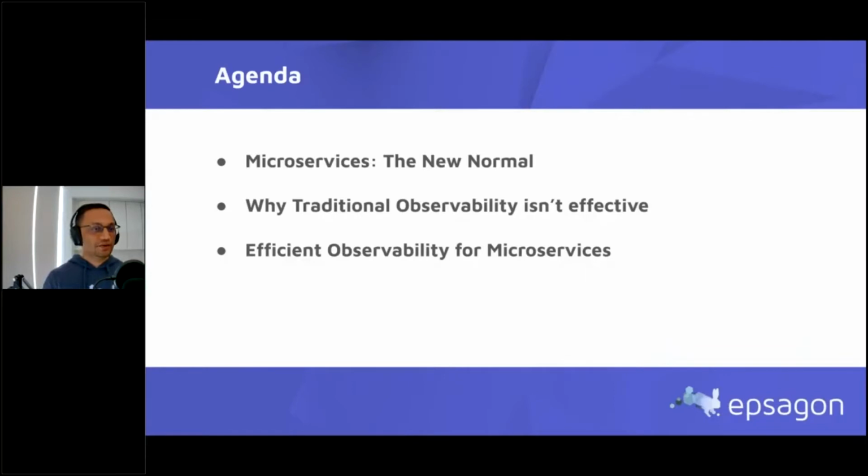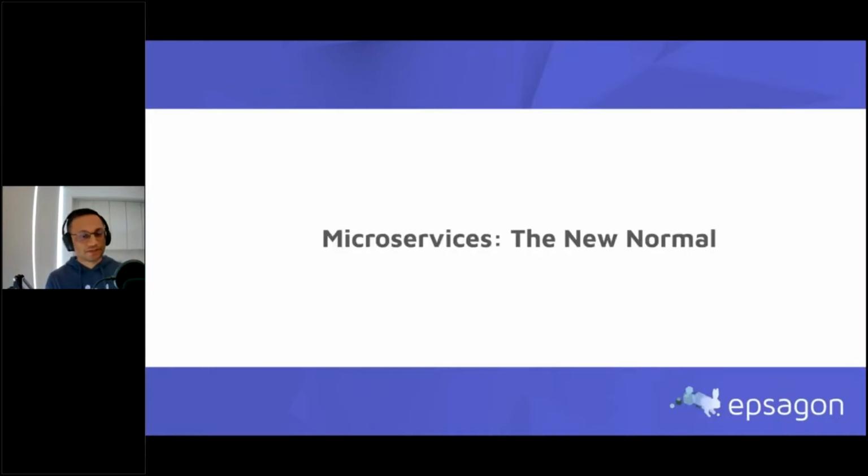In this session, we'll cover how we have seen the evolution of microservices, and then, because of this, why we need an efficient observability strategy, and then we'll see how to build one. So let's get on with the talk as soon as possible.